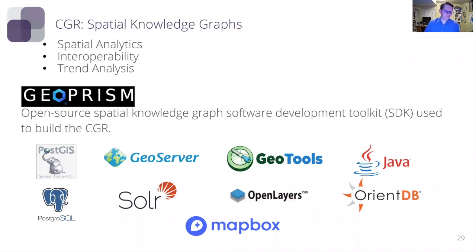Thank you, Steve. My name is Nathan McEachin, and I am the software architect for the CGR. Before I jump into the demo, I thought it would be useful to describe how the CGR was architected. The CGR was built using open source components, and it leverages an open source library, a software development toolkit called GeoPrism that has a spatial knowledge graph implementation.